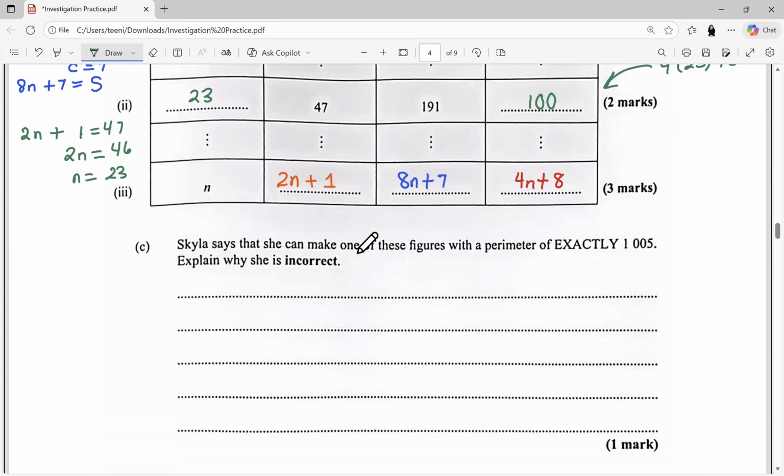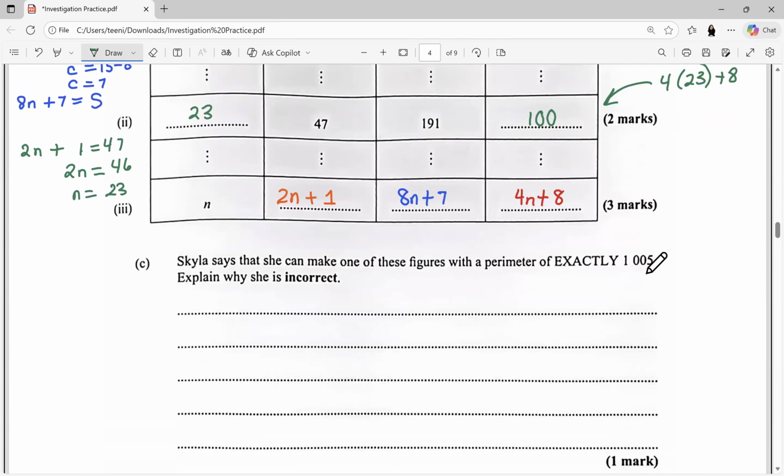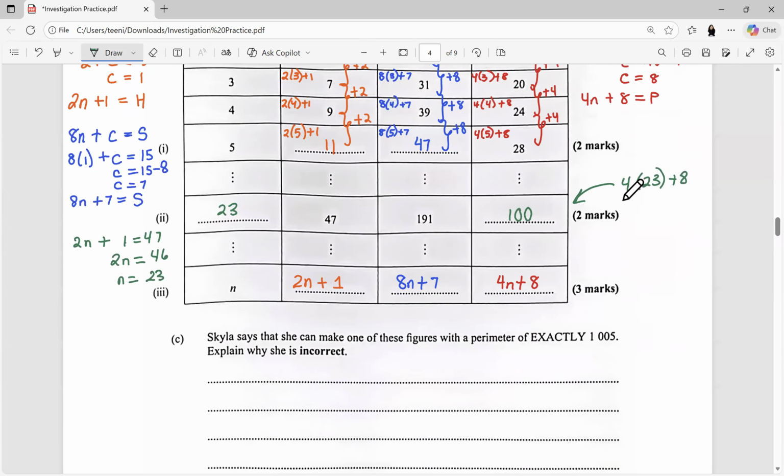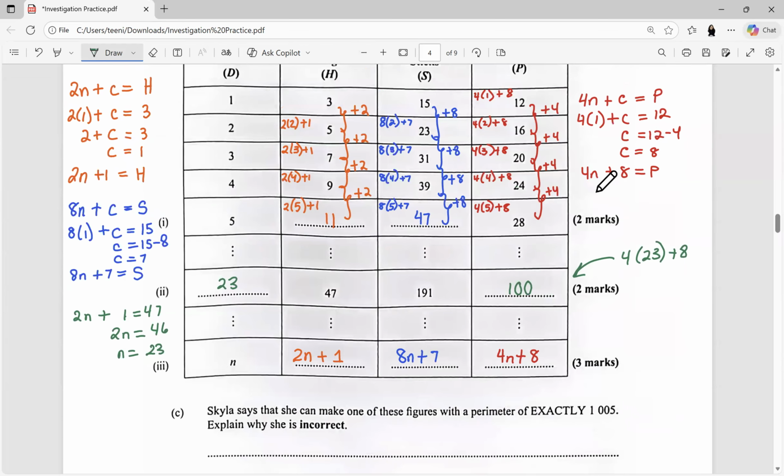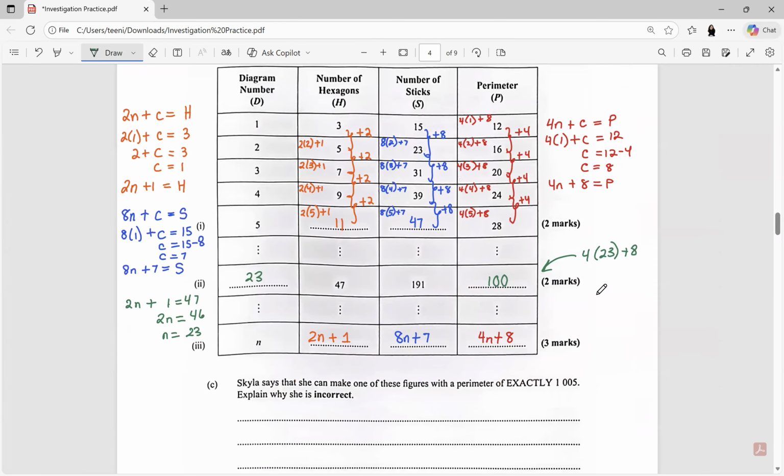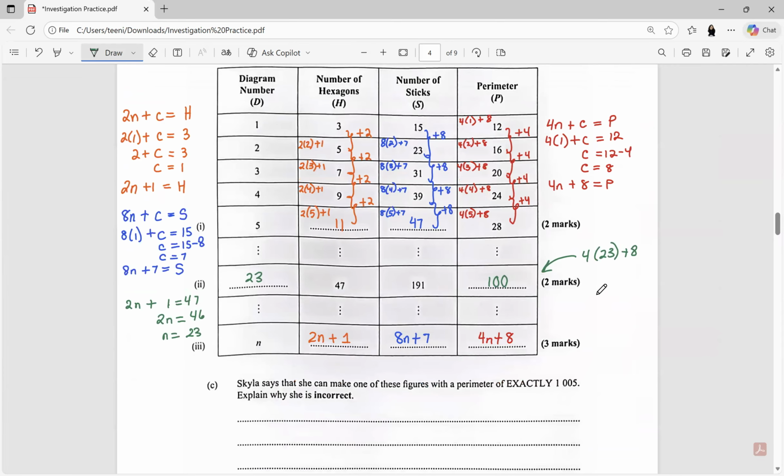Skylar says that she can make one of these figures with a parameter of exactly 1005. Explain why she is incorrect. I want you all to try to figure that out. Skylar says that she can make one of these figures with a parameter of exactly 1005. Explain why she's incorrect. Any clue why Skylar would be incorrect, guys? Take a minute. Look at the parameter values.